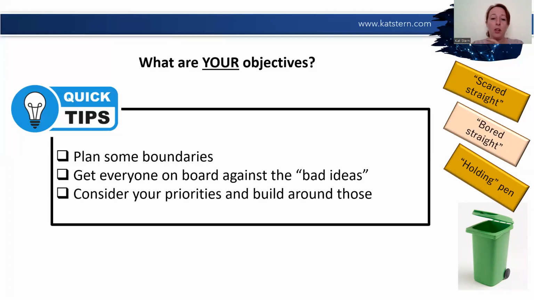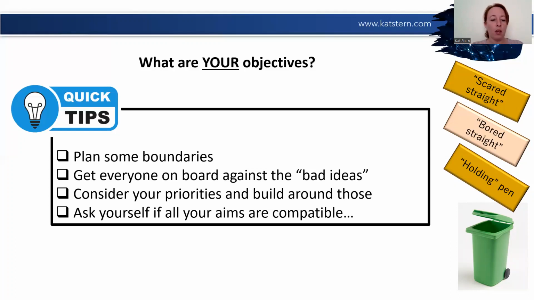It is always worth considering what the priorities of your unit are, and sometimes that might be in terms of balancing out your different staffing, your different capacities, and building around those priorities. And then the last one is, it's worth asking if there are any objectives on that list that are actually incompatible as part of your vision.